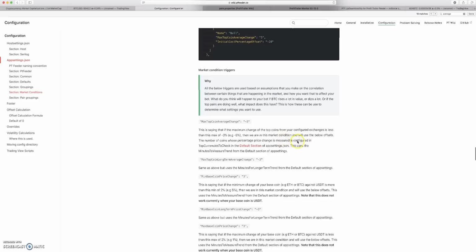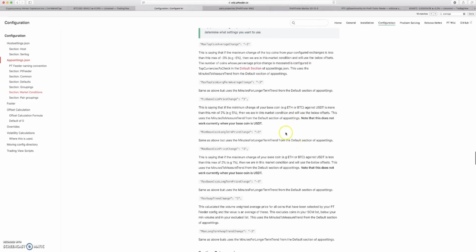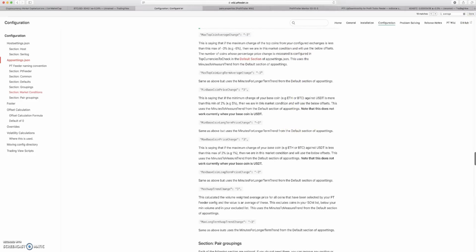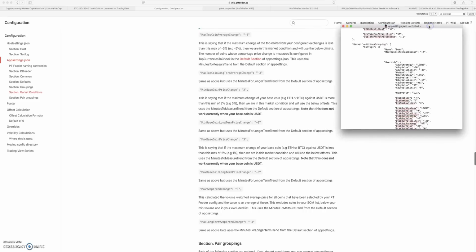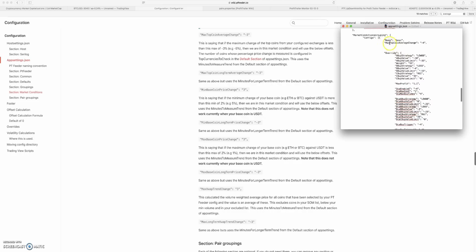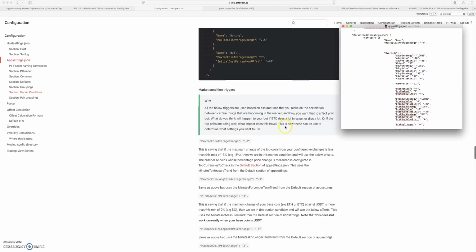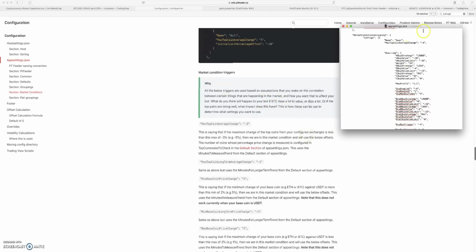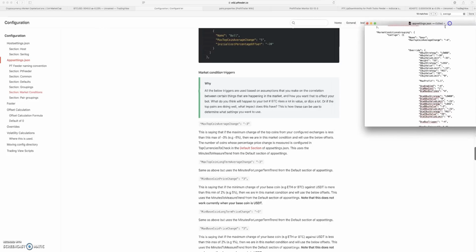And so this is where PT Feeder really gives you the full functionality of this trading bot, and that's why I love it. So we can get into it. So I'm using the max top coin average change for my triggers, I guess, for my market condition trigger. So I'll kind of explain what that means.